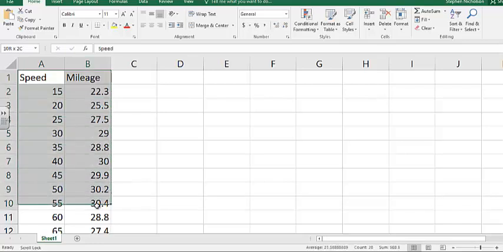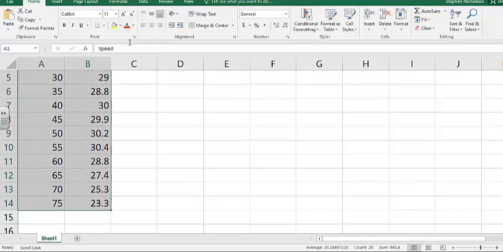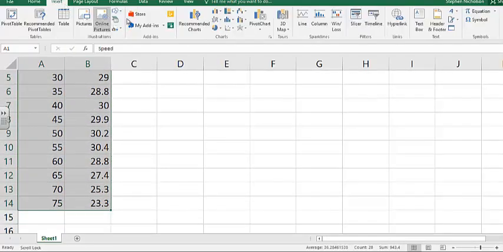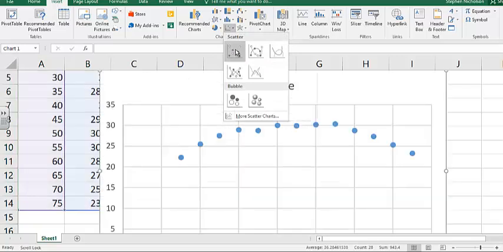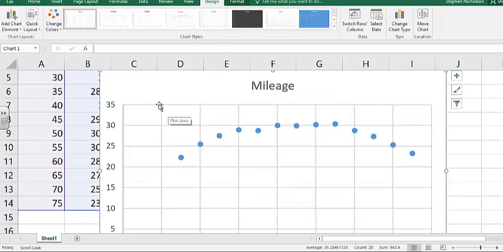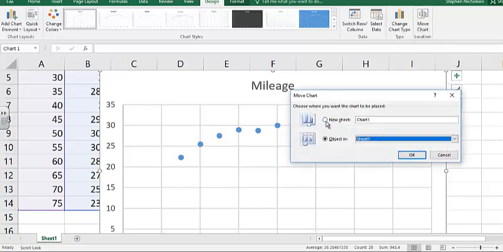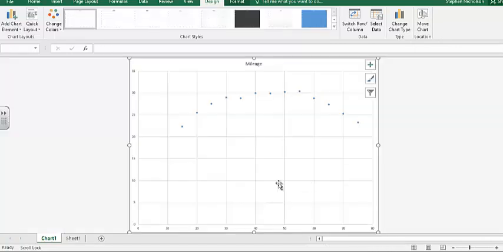So the way you do it is you highlight your data, you go to Insert, and over here Chart, we're going to choose this one, which is called a scatter plot. And we'll pick this one, which is just the data. Now I'm going to move this to another, what's called Move Chart. So you go up here to Move Chart, pick New Sheet. What that does is it just puts the graph on a separate page so you can look at it more easily.